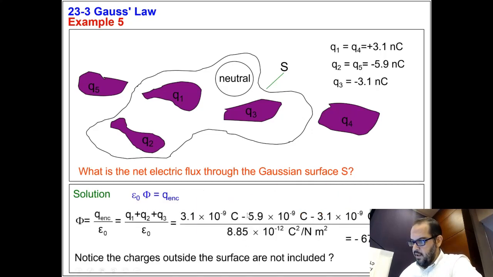So very simple. So you find that in this case the net flux through the Gaussian surface is minus 670 newton meter squared per coulomb.